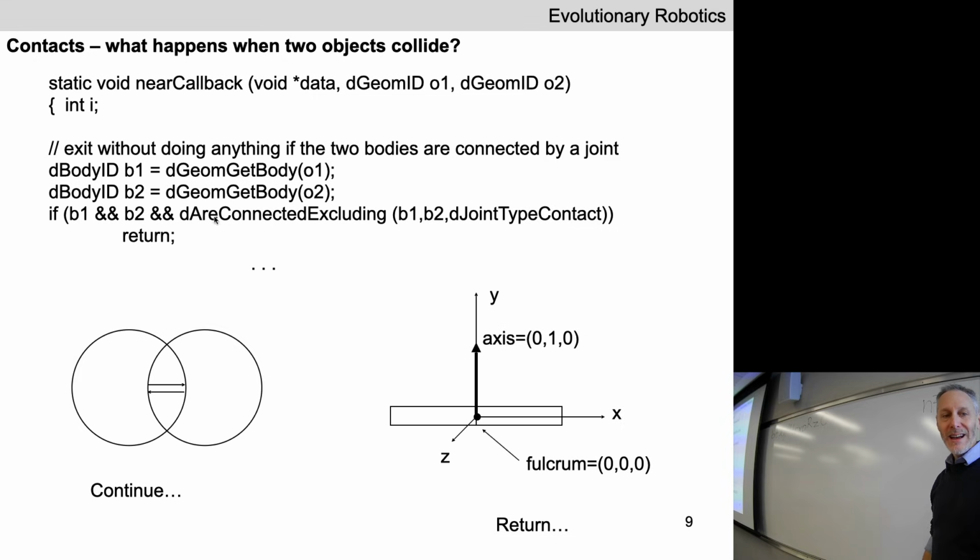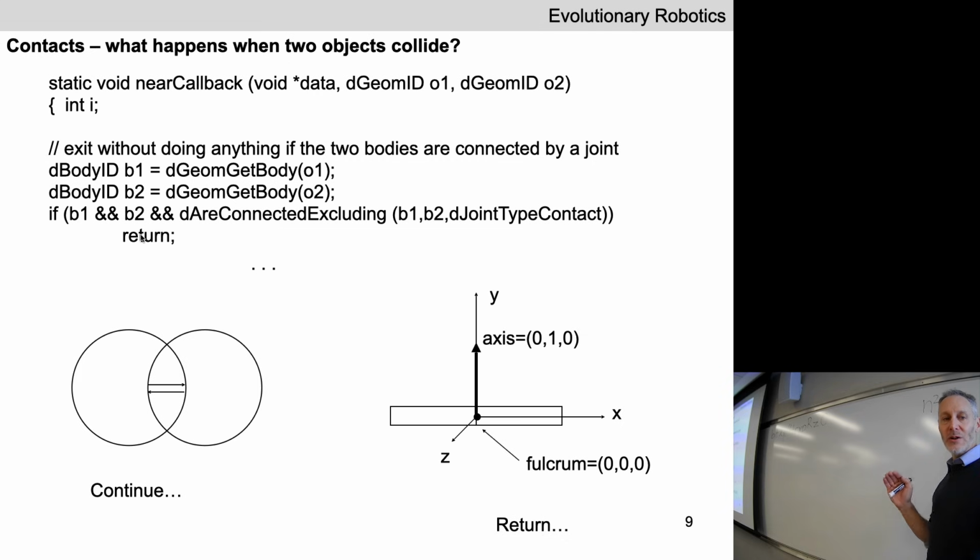It gets a little more complicated because it's asking, are these two bodies connected, excluding a particular type of joint, which is a contact joint, which we haven't talked about yet. It gets confusing. We'll come back to that in a moment. So there's a whole bunch of situations that it's trying to determine, and if all of these situations are true, then you don't need to resolve this collision. A collision detection event has occurred, but you don't need to resolve it. You don't need to do anything about it.